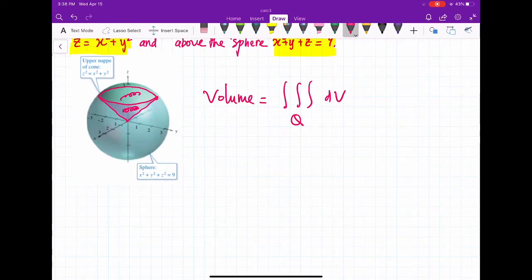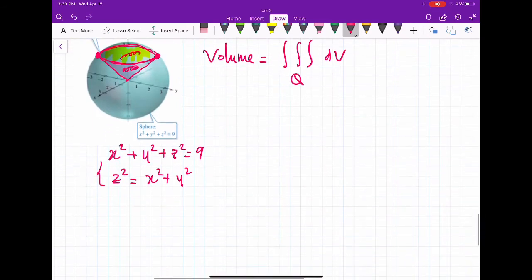If I want to use rectangular coordinates, I need to find the projection of this part on the xy plane. That means I have to find the intersection, right here and here. Makes sense? That should be the circle, right? So if you write the intersection, you have x squared plus y squared plus z squared equal to 9, and z squared equal to x squared plus y squared, because all points on this circle should satisfy the equations of both surfaces, right? From here you can see you have 2z squared equal to 9, right?